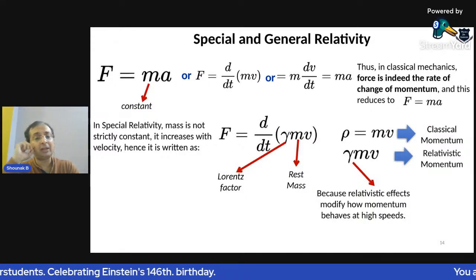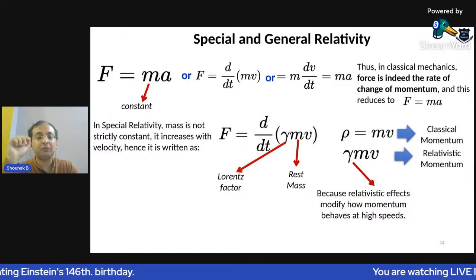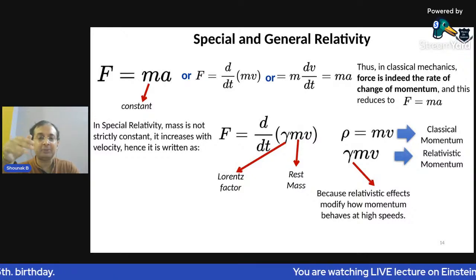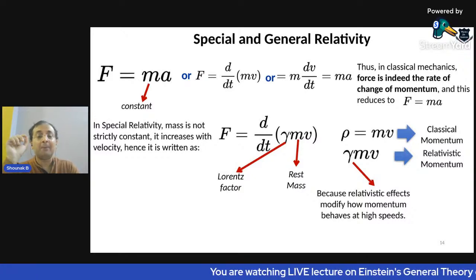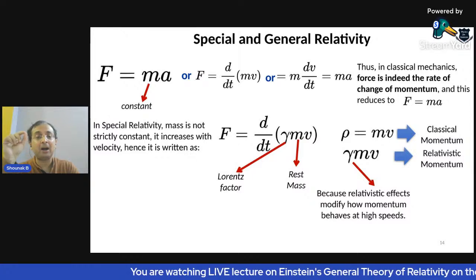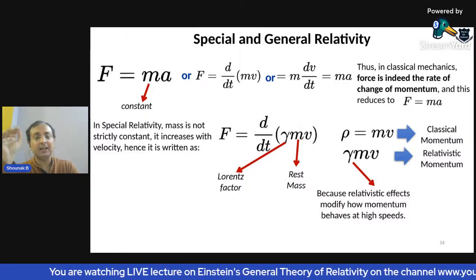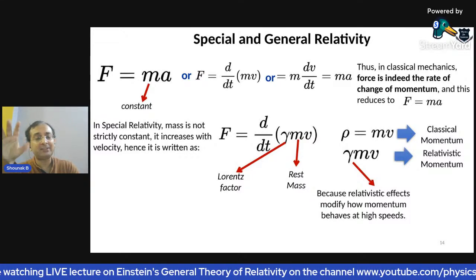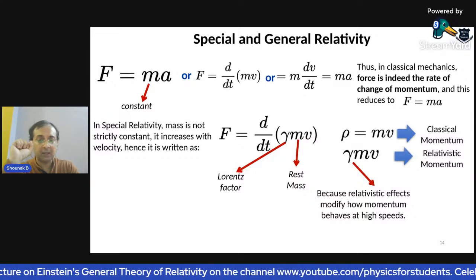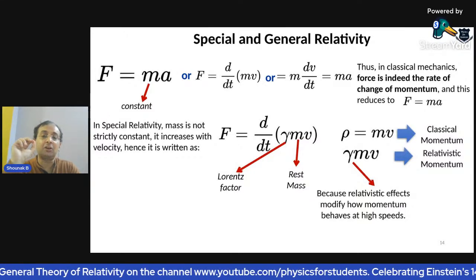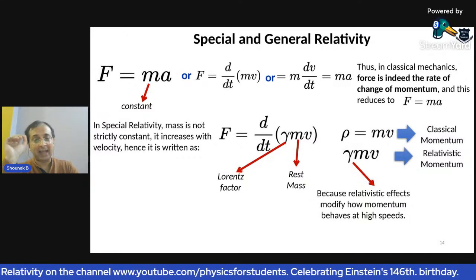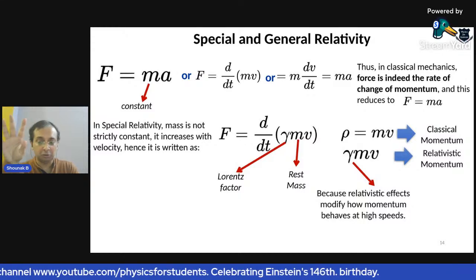But here you see what happens in special relativity. F equals the same ma, I am substituting by d by dt, but here we get a gamma mv. This mv is basically mass times velocity, which is the momentum. But we have a factor which is called gamma. And this gamma is basically called the Lorentz factor.